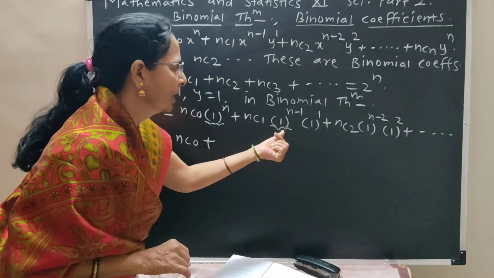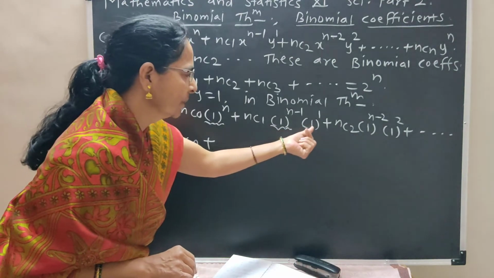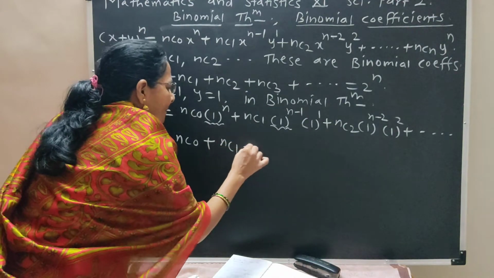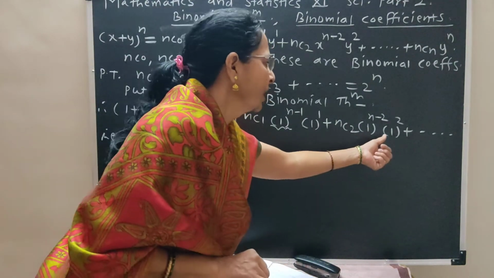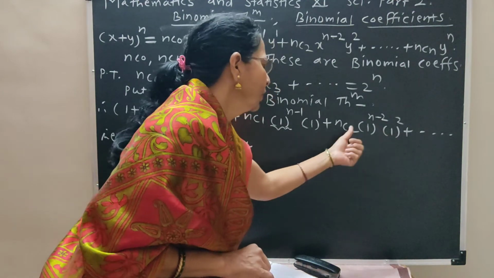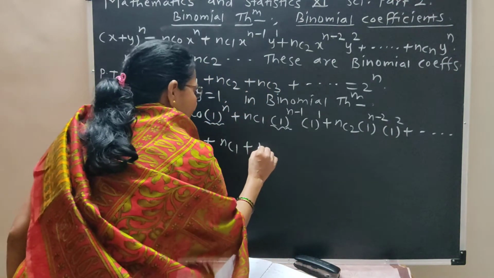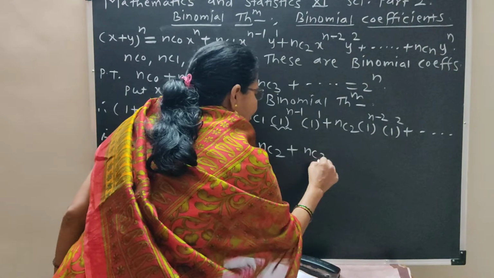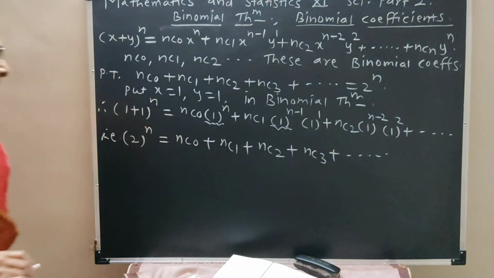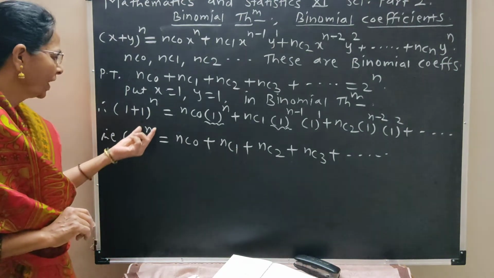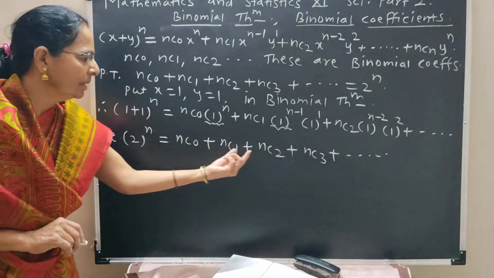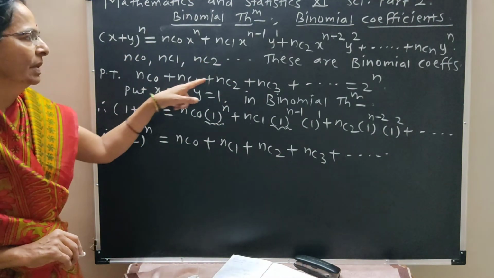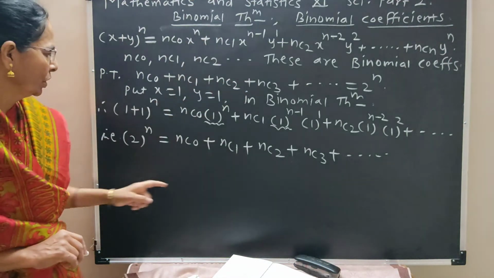Here again 1 raised to any index is 1. Here the product is 1, so 1 into nC1 is nC1. Here this value 1, this value 1, product is 1, so 1 into nC2 is nC2 only. Similarly, the next term is nC3 in this way. That means here we prove 2 raised to n is equal to nC0 plus nC1 plus nC2 plus nC3. This we wanted to show: nC0 plus nC1 plus nC2 plus nC3 is equal to 2 raised to n.